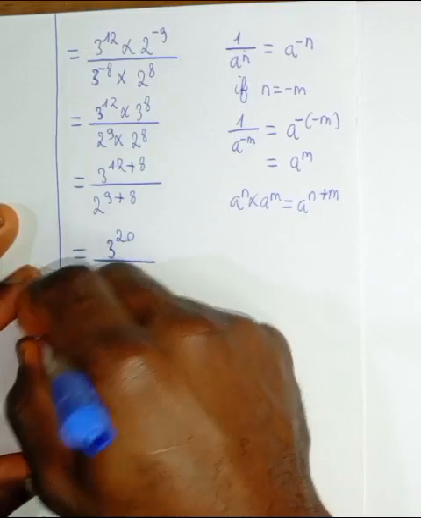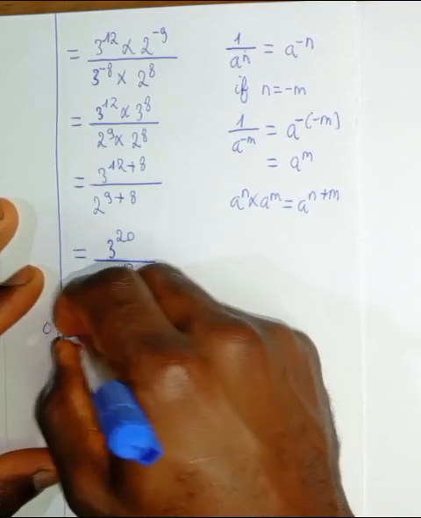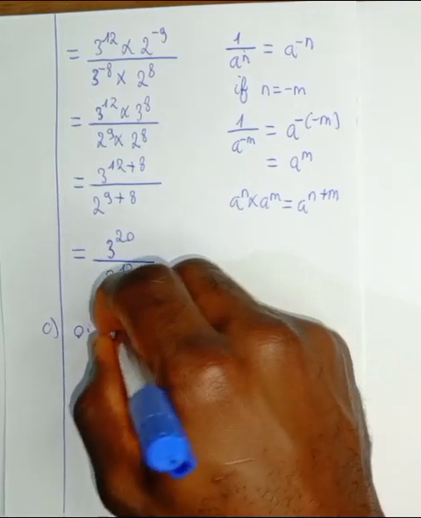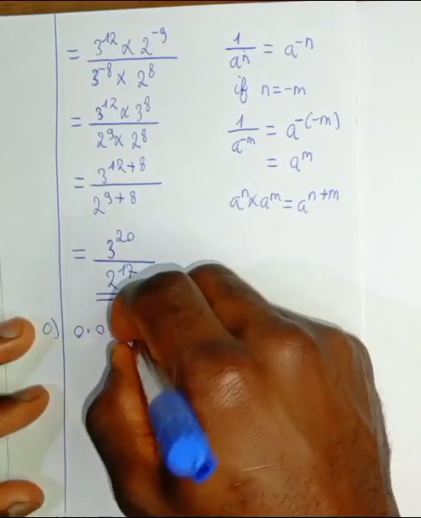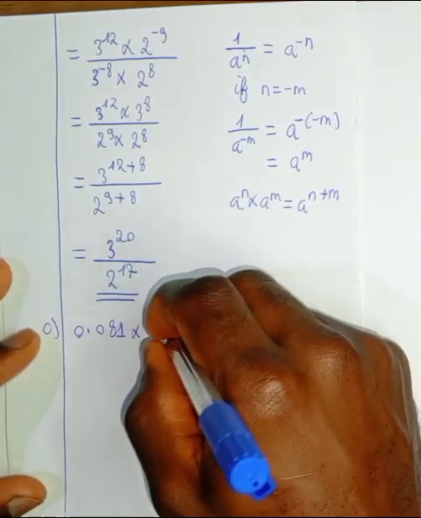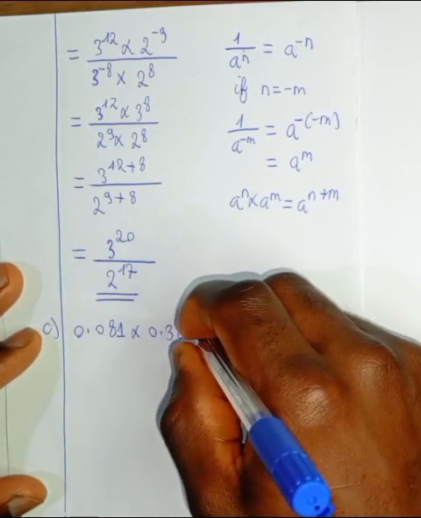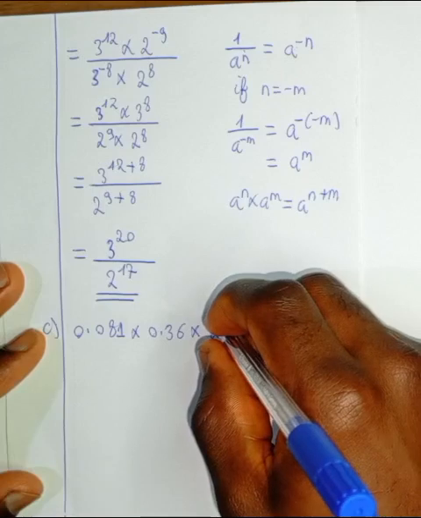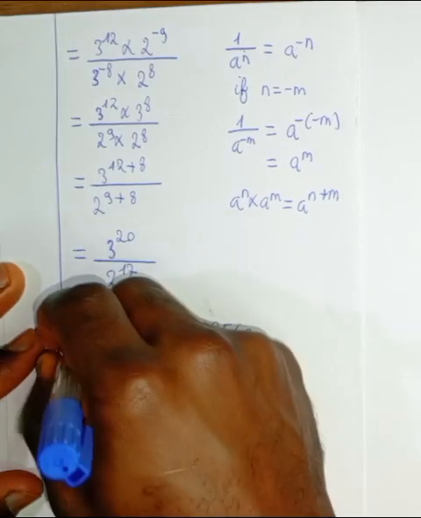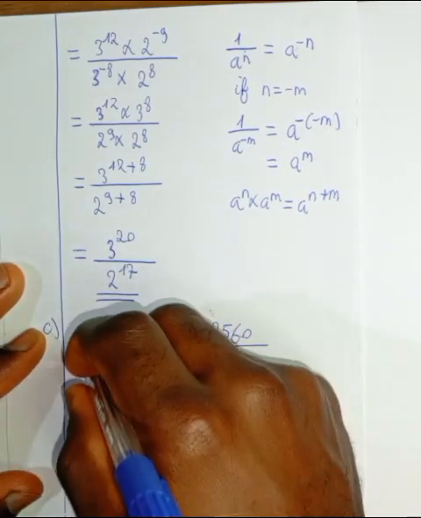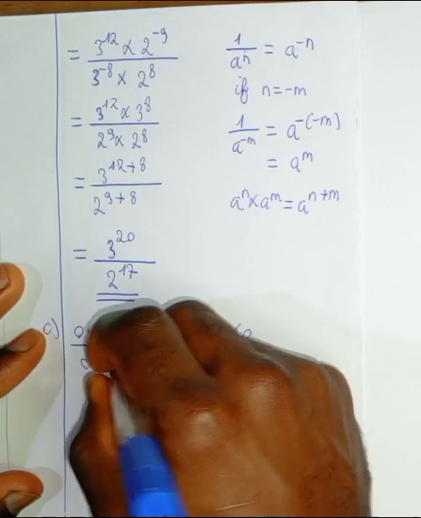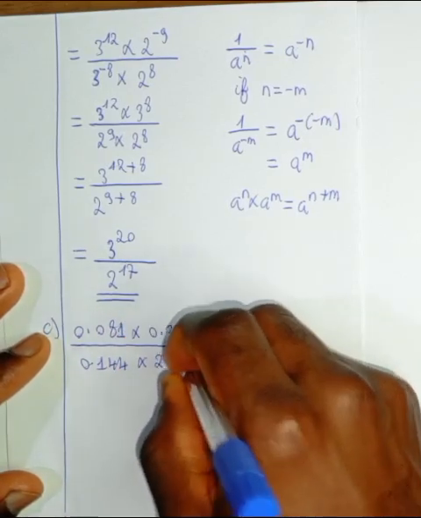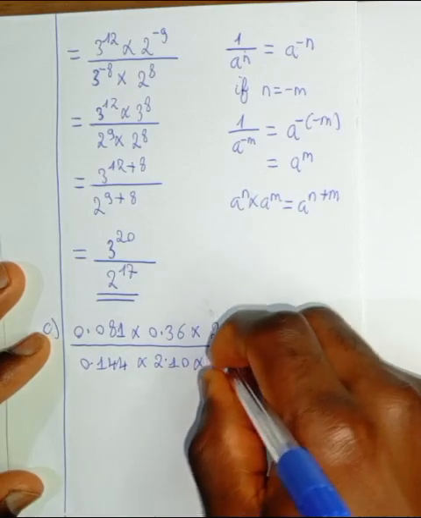We go now to question C. For question C, we have 0.081 times 0.36 times 2560 all over 0.144 times 2.10 times 64.